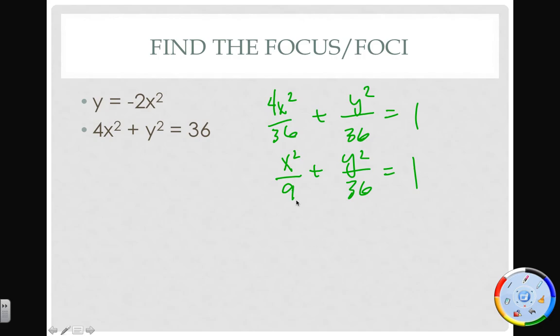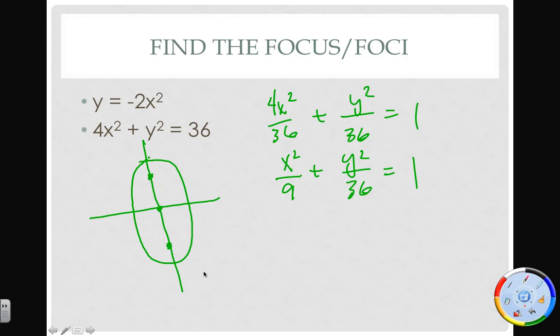So you have to look at this and figure out what kind of ellipse this is. It's a plus sign, so it's an ellipse. I know the bigger number is underneath the y squared, so that means it has to be vertical. It's a very badly drawn vertical picture. Which means my focal points are going to be right in here somewhere.